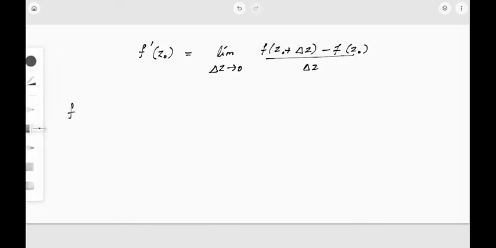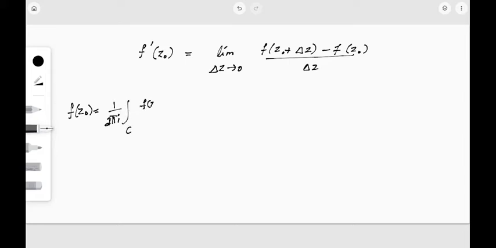So what was Cauchy's integral formula? It stated that f(z₀) is nothing but 1 by 2πi integral over C of f(z) by (z minus z₀) into dz. So I can replace f(z₀) with this value, and similarly, what will be the value of f(z₀ plus delta z)? That is f at a particular point. So here the point is z₀ plus delta z. So this value will be equal to 1 by 2πi integral over C of f(z), z is the same as it is.